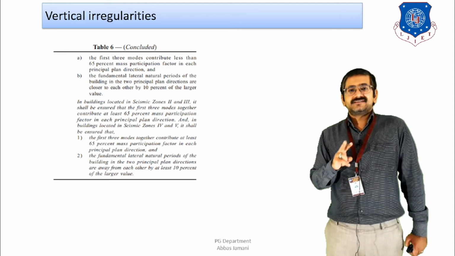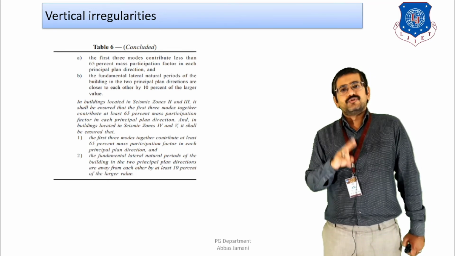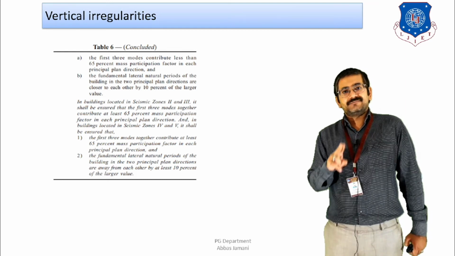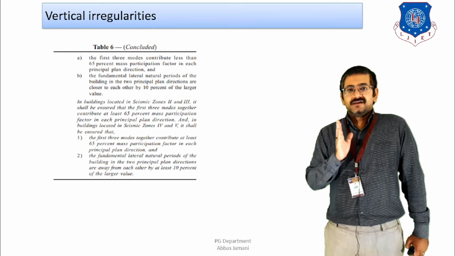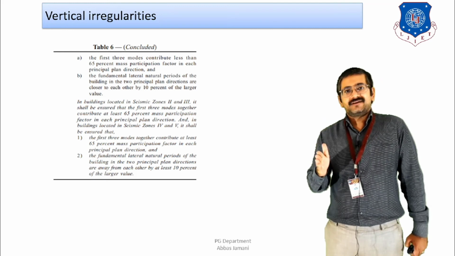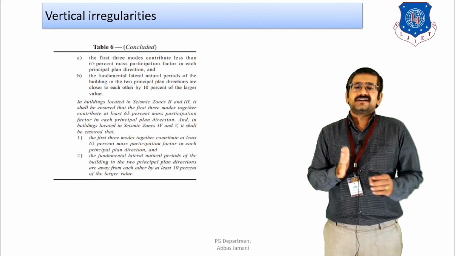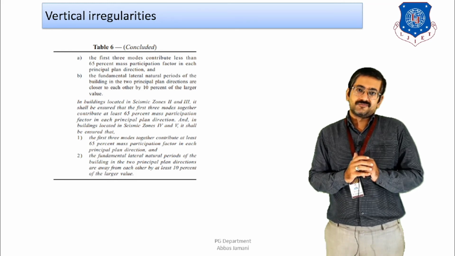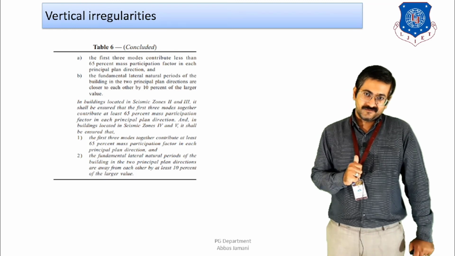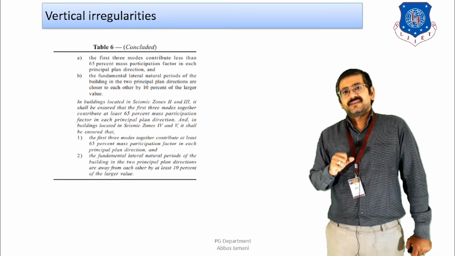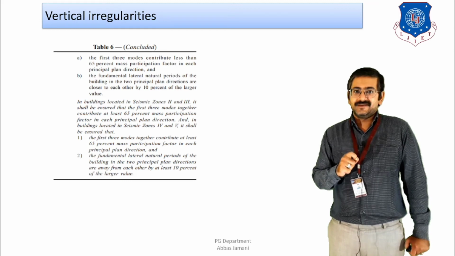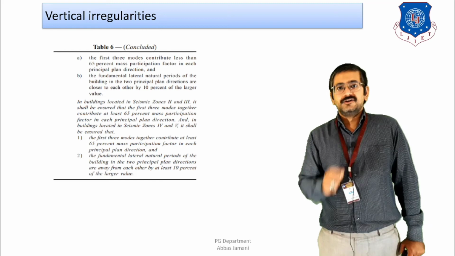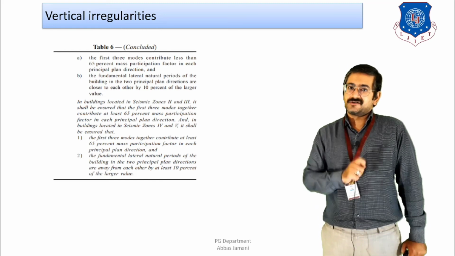And the second condition is that the fundamental natural time periods in both the principal directions are closer to each other, within 10% of the higher value. That is, if you have a time period in the first mode and a time period in the second mode, and the difference in these time periods is less than 10%, then also the possibility of irregular modes of oscillation in the principal direction exists. So now what is the code suggesting? The code suggests that in zone 2 and zone 3, an attempt should be made that at least 65% contribution is made available through these first three modes, that is 2 translational and 1 torsional mode.